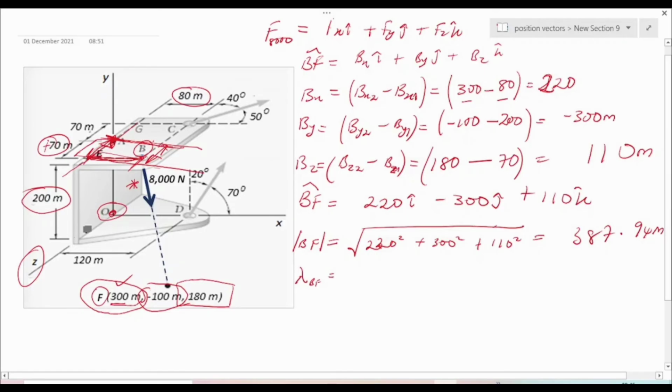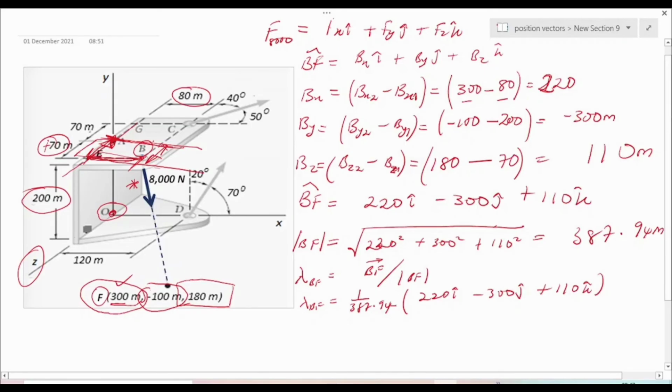So once this is done, one can easily find the unit vector of BF. The unit vector of BF will be vector BF divided by the magnitude of BF. So our unit vector BF is equal to 1 over 387.94 multiplied by 220i minus 300j plus 110k. So that can easily give us a value for the unit vector.